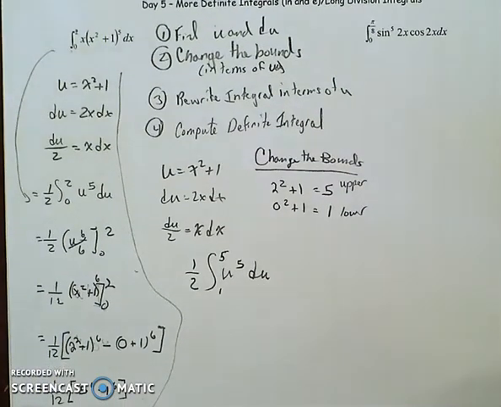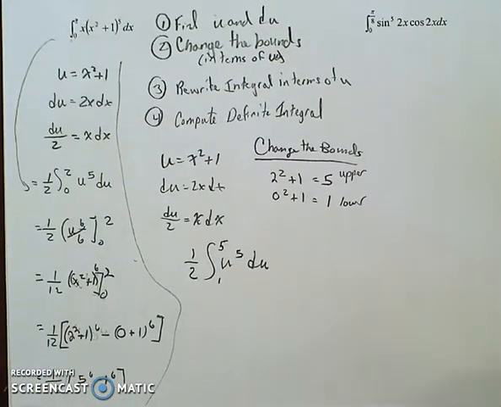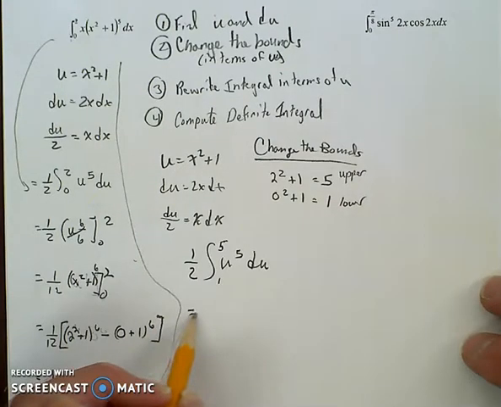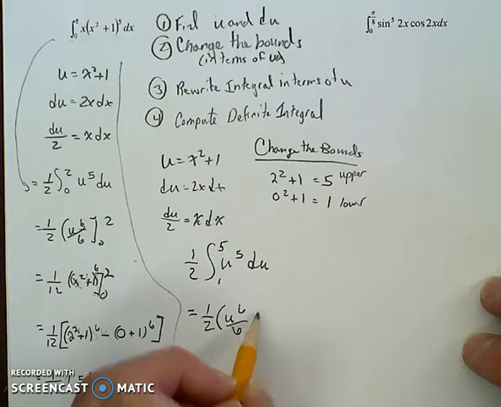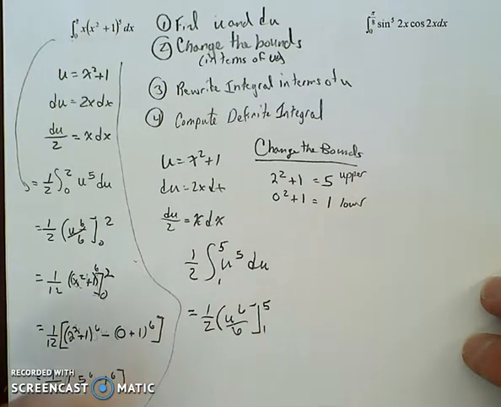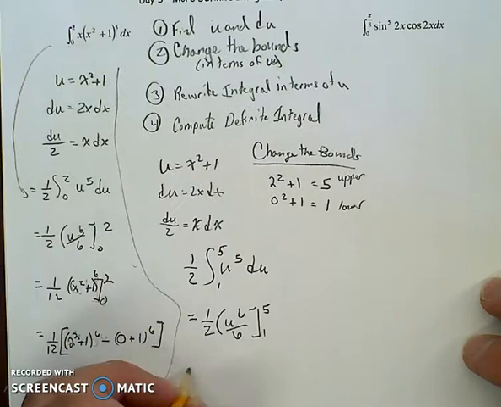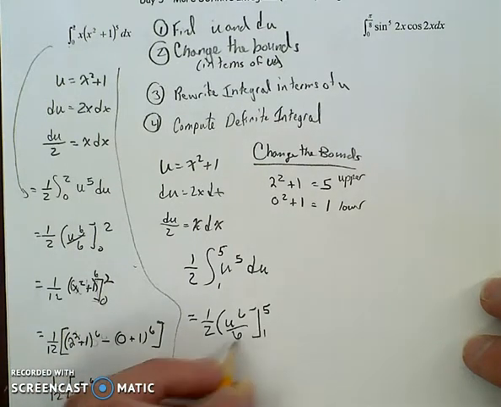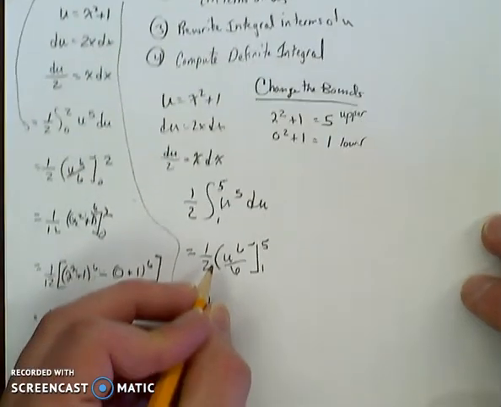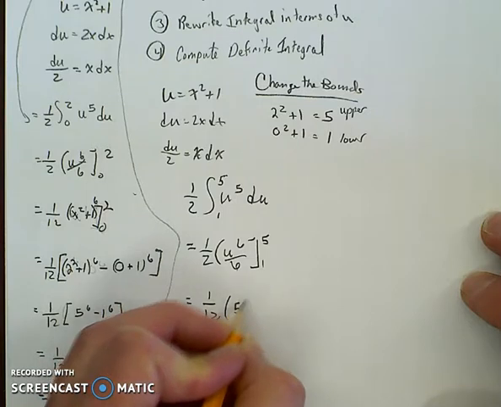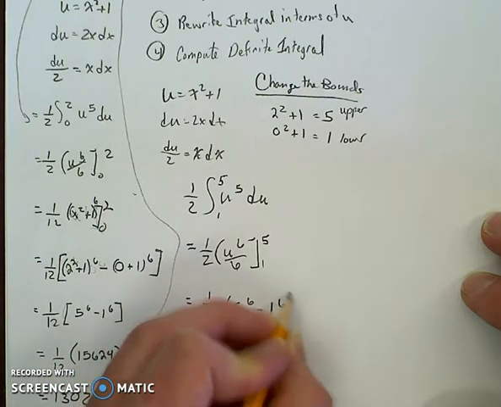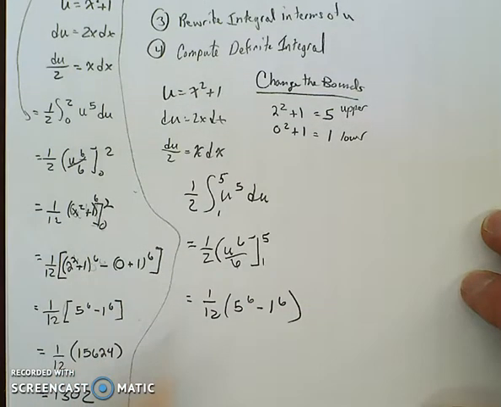Now the nice thing here, and why we like this, is so that we can compute it. u to the 6th over 6 from 1 to 5, and now we don't need to plug back in what u is. So 1/12. Why is it 1/12? I can take the 6 and the 2, and since they're denominators and constants, I can bring them out, of 5 to the 6 minus 1 to the 6. And why do I like doing these side by side?